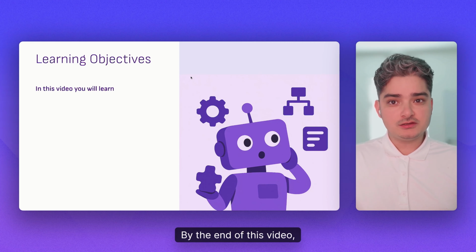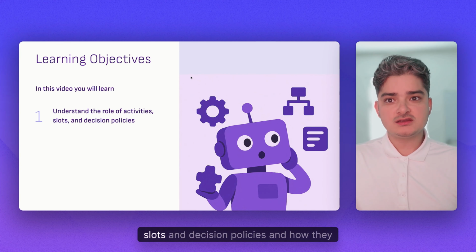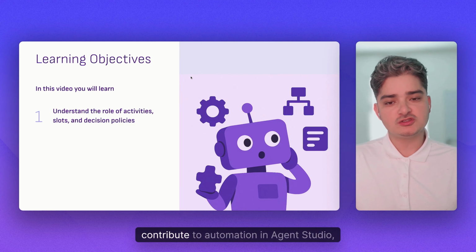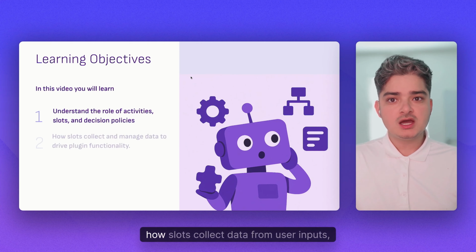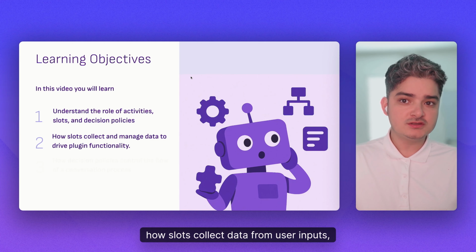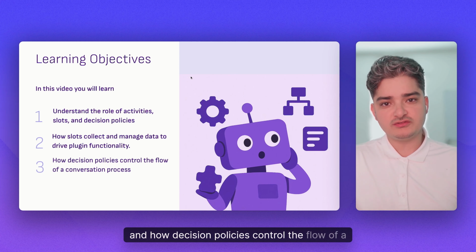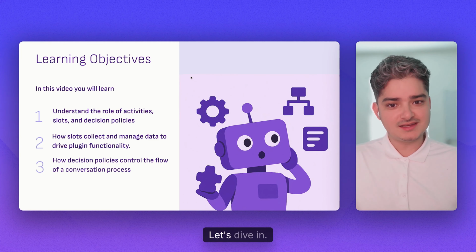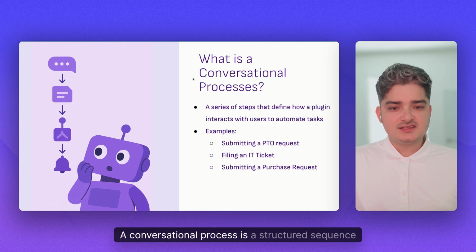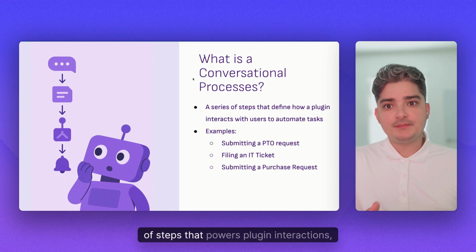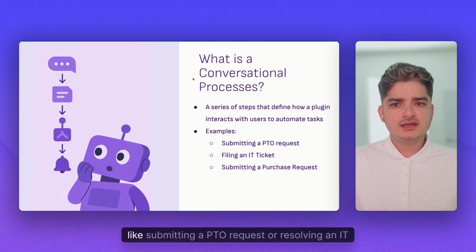By the end of this video, you'll understand the roles of activities, slots, and decision policies and how they contribute to automation in Agent Studio, how slots collect data from user inputs, and how decision policies control the flow of conversation. Let's dive in.